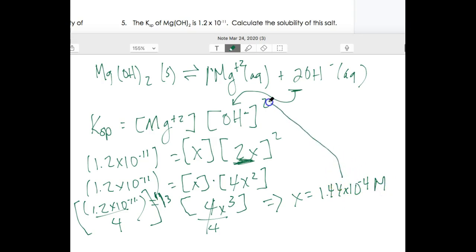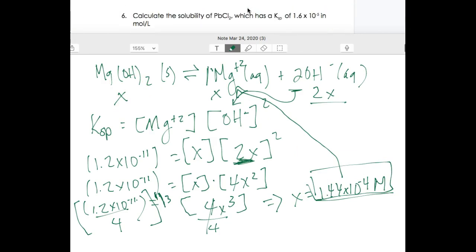So if magnesium is x, then that also has to be x, right? It's a 1-to-1 ratio. This is x, this is x, this is 2x. The question is saying calculate the solubility of the salt. So if we solve for x, which is this, then that's the concentration of Mg. And if that's the concentration of Mg, then that's how much salt was dissolved. So that would be our answer. Okay, so go ahead and try the last one. Hopefully you guys can nail that one.